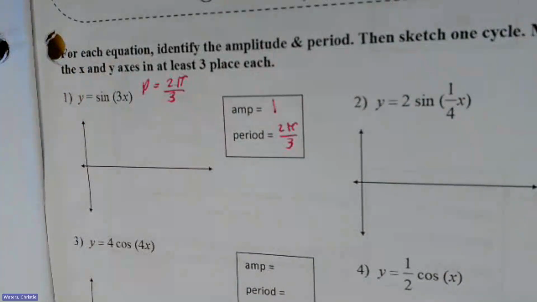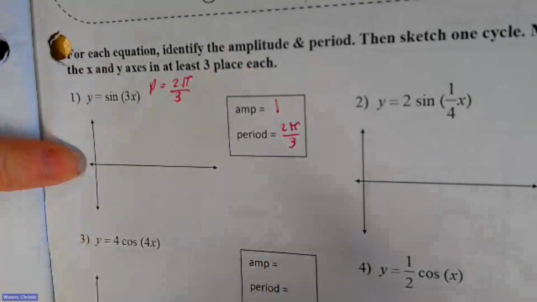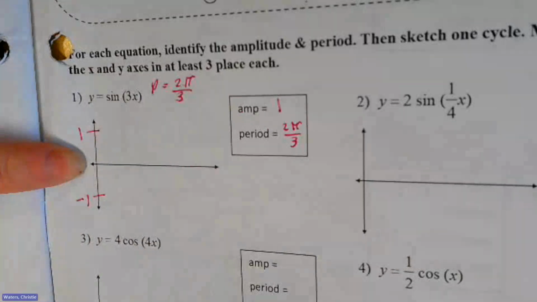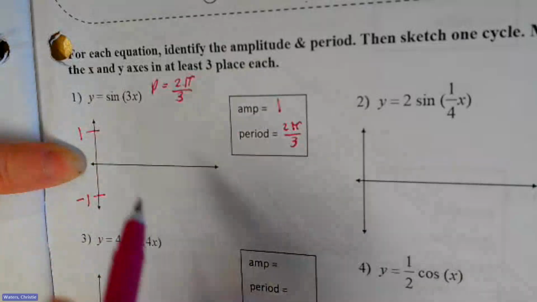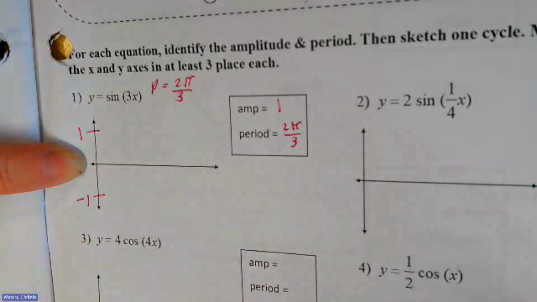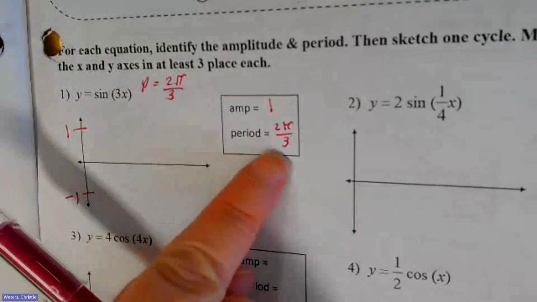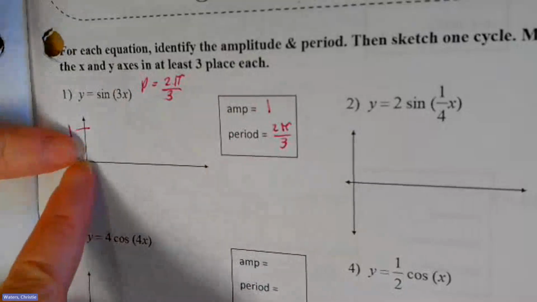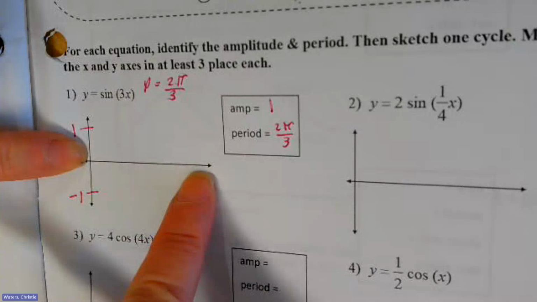So when we make a sine graph, we know we want to start at 0. Our amplitude is 1, so that means from the center of the graph, which is our x-axis, we are going to go up 1 and we are going to go down 1. Now, if you would like to draw little dotted lines across here, you can, because those are going to be your max and your min. You don't have to do that. I don't think I'm going to. Now, the period being 2 pi over 3, what that means is we need to complete one cycle between 0 and 2 pi over 3.